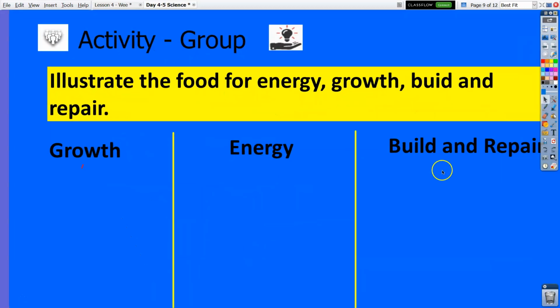Now for our activity, I want you to draw on your paper different examples of food that help you grow, the energy-giving food, and food that helps build and repair. Pause the video and do the activity.